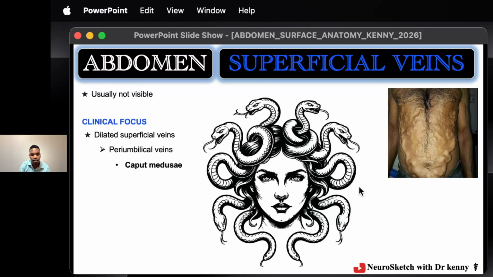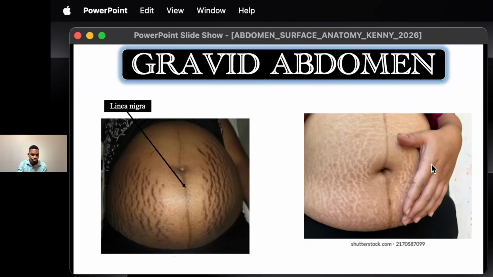I forgot to put the picture of it here. The Sister Mary Joseph nodes are very pathognomonic of gastric malignancy. Like when you find the patient has lymph nodes around the periumbilical region, that's called the Sister Mary Joseph nodes, and it is a classic presentation of gastric malignancy.